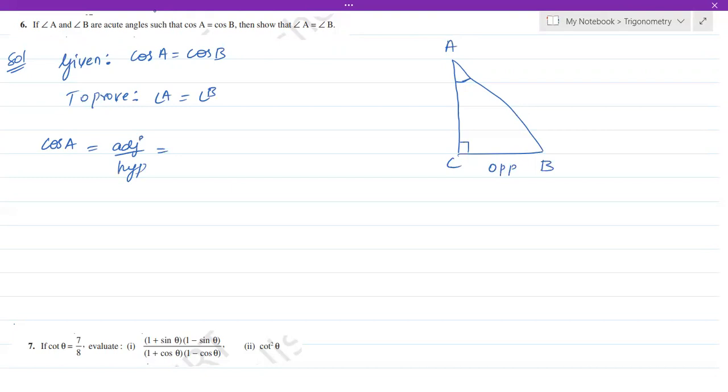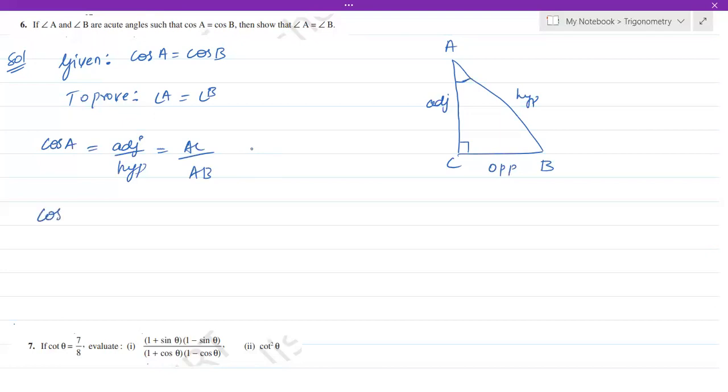CB becomes the opposite side. AB becomes the hypotenuse, and the remaining becomes the adjacent. Isn't it? Therefore, adjacent by hypotenuse. Adjacent is AC and hypotenuse is AB. This is what we get. Equation 1. Or let's write it as it is.